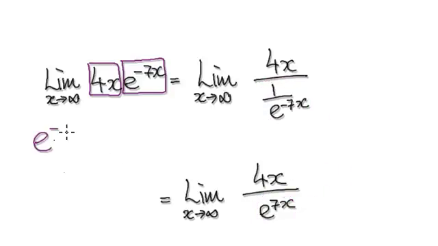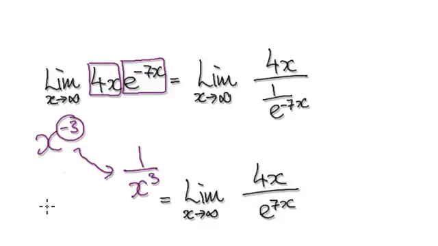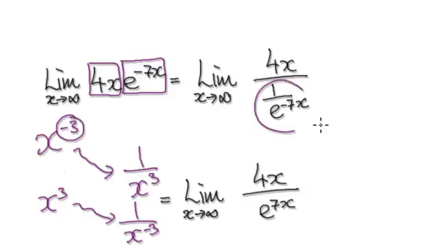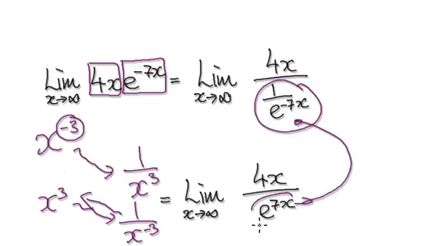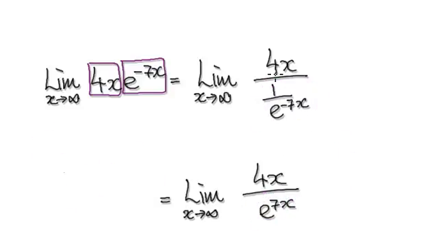Because if you have, let's say, x to the minus 3, and you don't understand what it means to have a negative power, you would jump to 1 over x to the power 3. Well, if you have x to the power 3, you can always jump to 1 over x to the minus 3. So this thing here is equal to this thing here. Think about it. So now we are currently here.